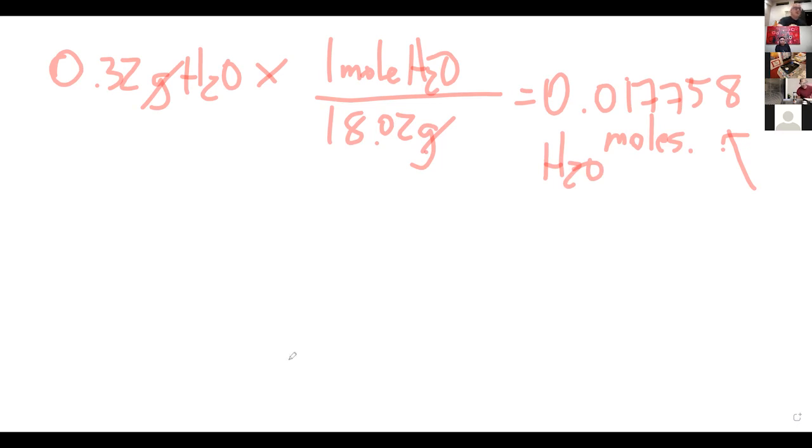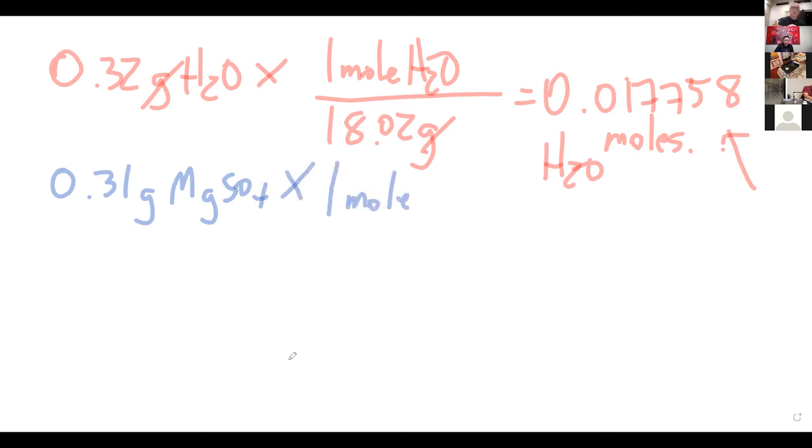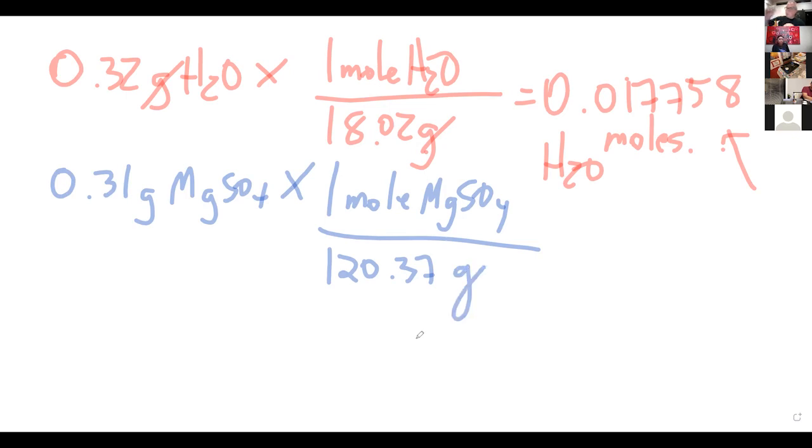As far as my salt goes, my anhydrous salt is 0.31 grams of magnesium sulfate. How many moles is that? 1 mole of magnesium sulfate is 120.37 grams. I believe that's, yeah, 120. So I get rid of my grams, left with moles.